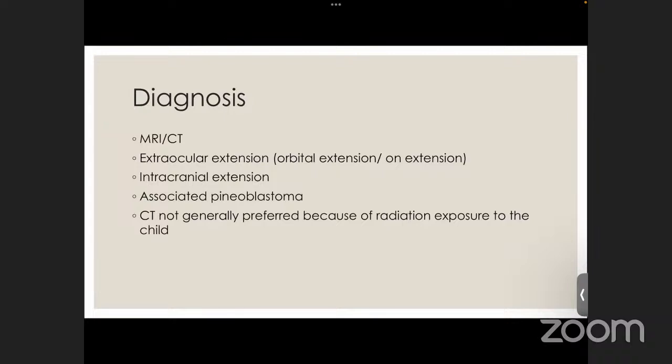Then we can also do MRI and CT to rule out any extraocular extension to the orbit or optic nerve extension, and to rule out any intracranial extension associated with pineoblastoma. CT is not generally preferred because of radiation exposure to the child.